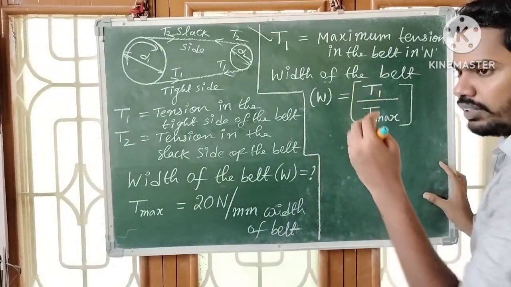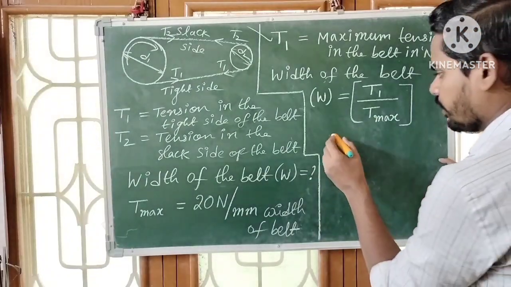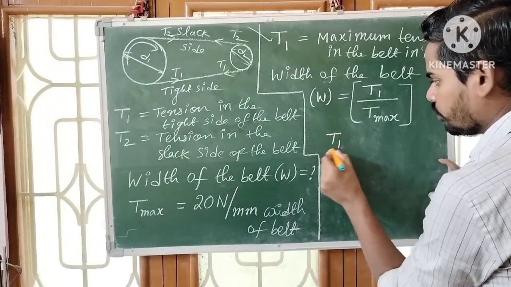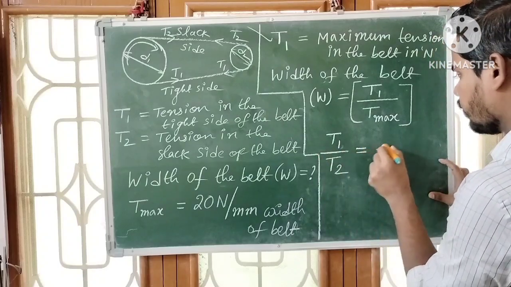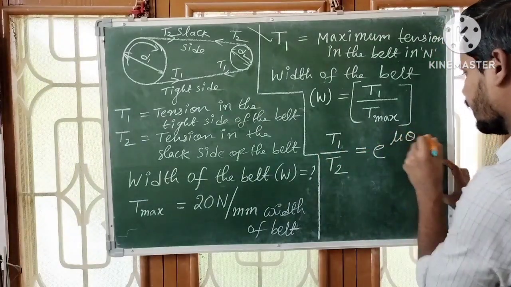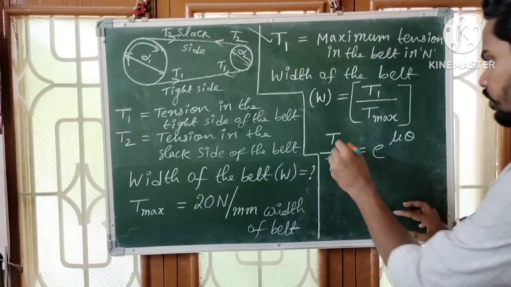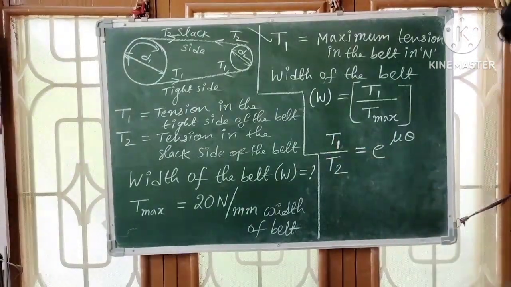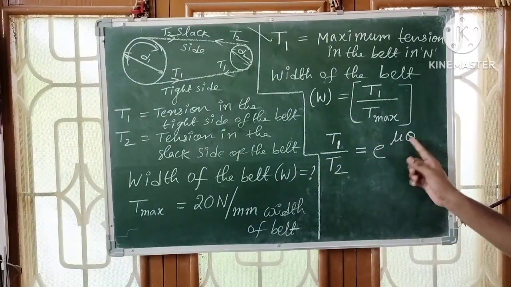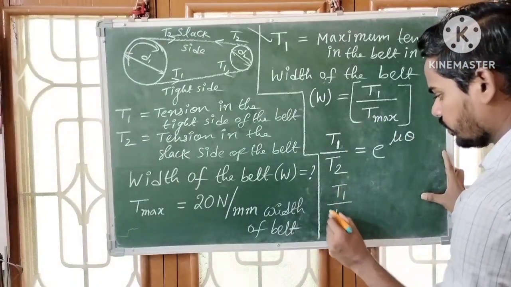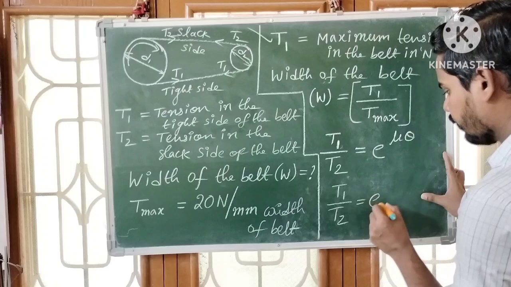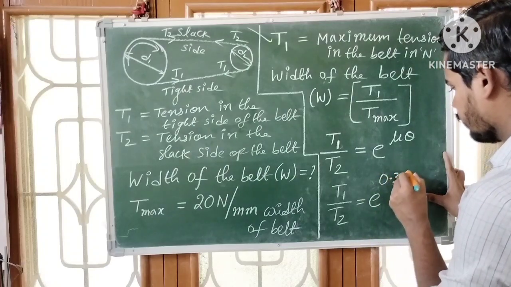So in flat belts, we have some formulas, like T1 by T2 is equal to the ratio of tensions. First formula: T1 by T2 is equal to e power mu theta. So mu means coefficient of friction. T1 by T2 is equal to e power, given coefficient of friction as 0.3, into theta.